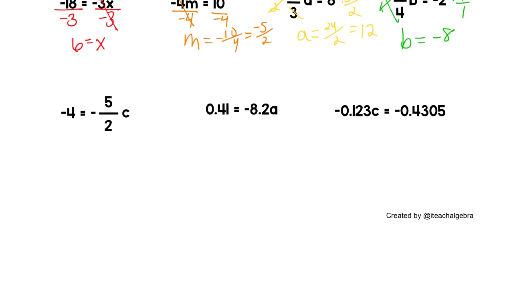Last few, and then we're done for the day. Got -4 equals -5/2 c. So we multiply by the reciprocal, which is -2/5. -2 times -4 is 8. 5 times 1 is 5. And that equals c.